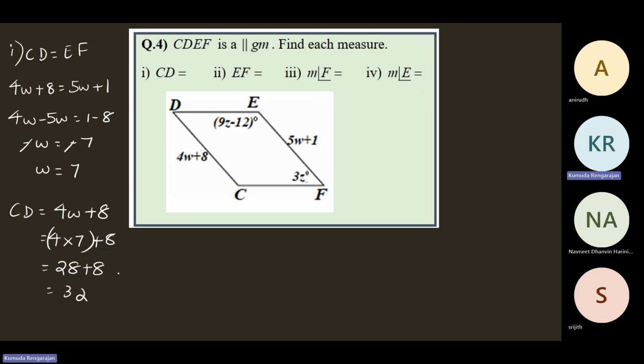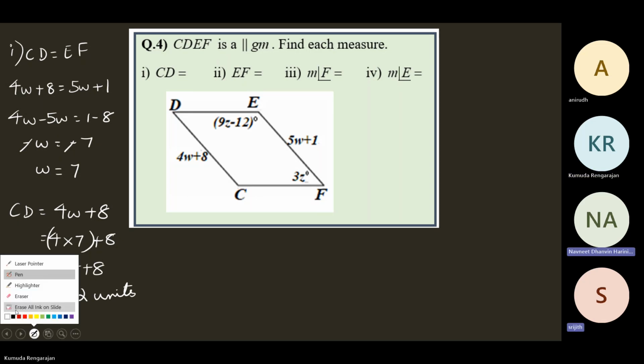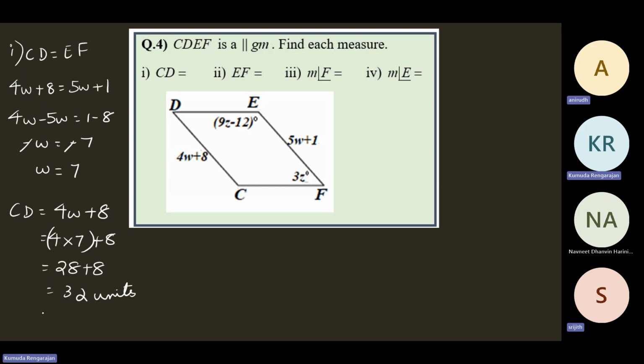There's no unit mentioned in this question, so you can just say units. You can just leave it at 32 or say 32 units. Understood now? Ma'am, it's 36. Sorry. Yes, I've gone wrong. 36 units. Easy to understand? Yes, ma'am. Okay. Next one.